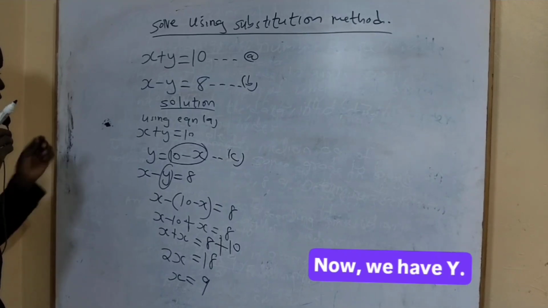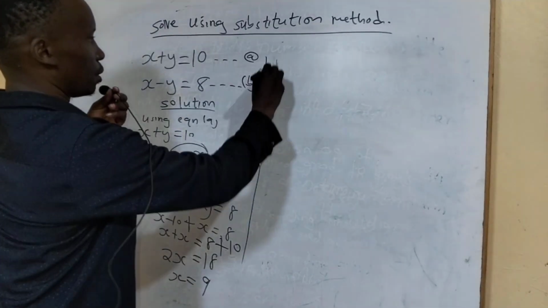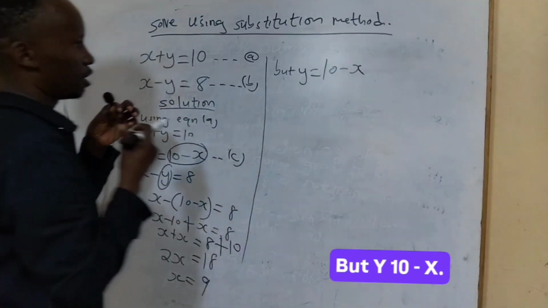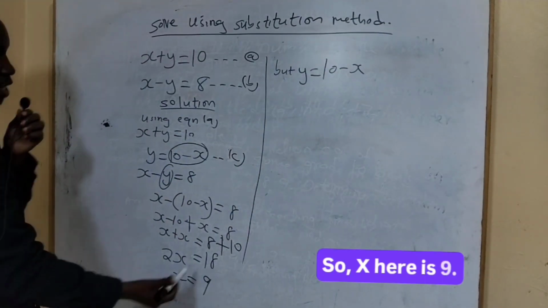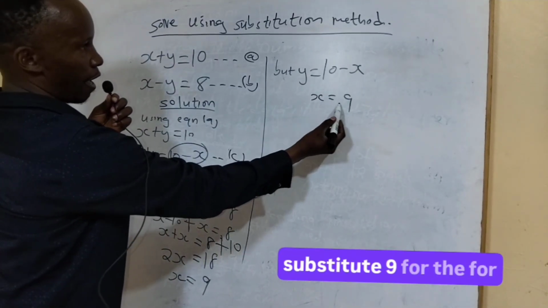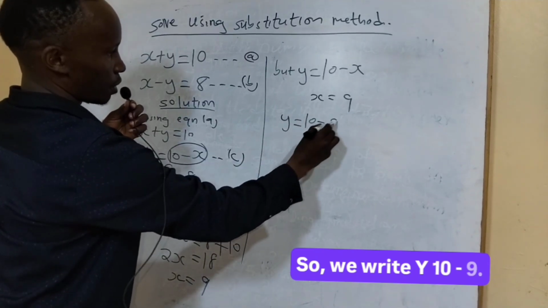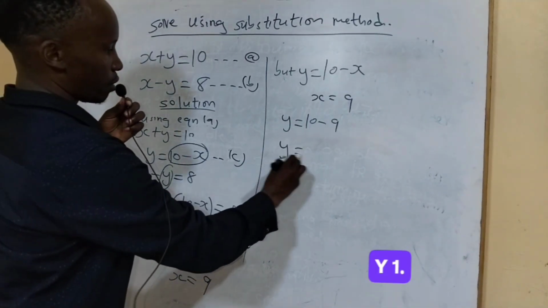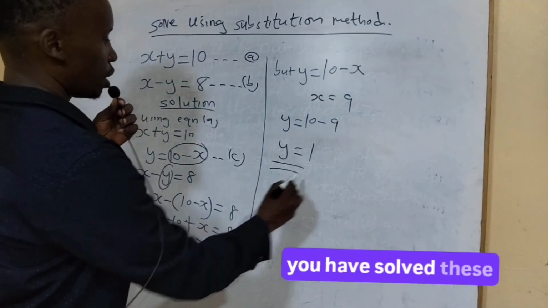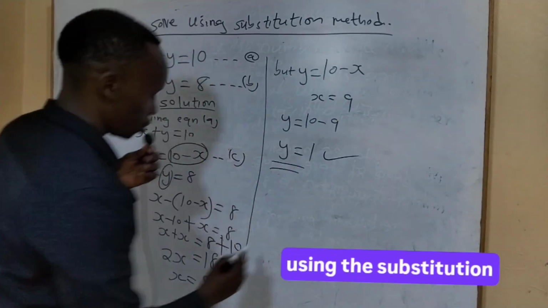Now we have y. Look at this here, y, but y is equals to 10 minus x. So x here is 9. x is equals to 9. So we come and substitute 9 for x. So we write y is equals to 10 minus 9. y is equals to 1. By doing so, you have solved these equations simultaneously using the substitution method.